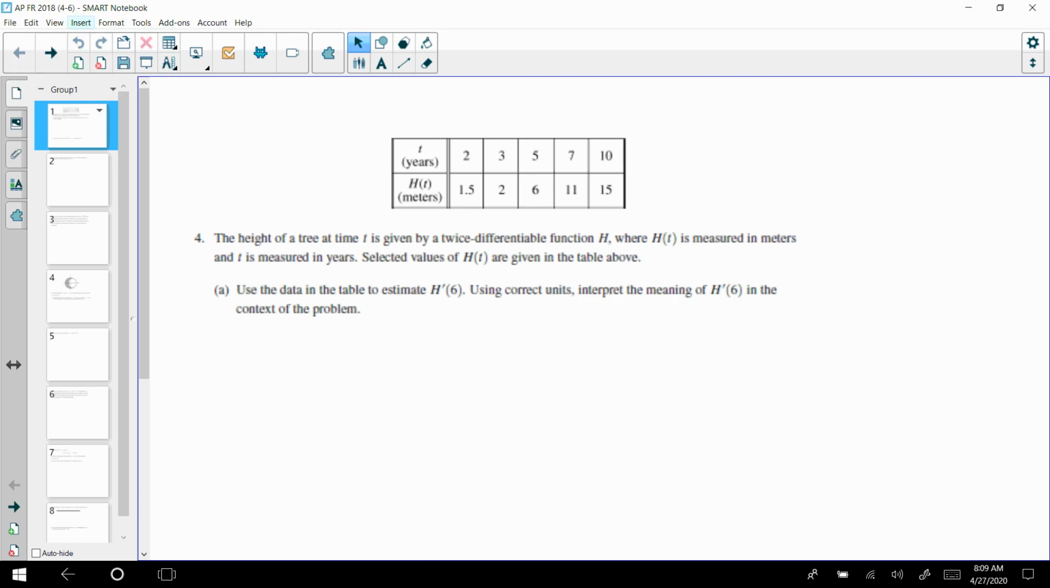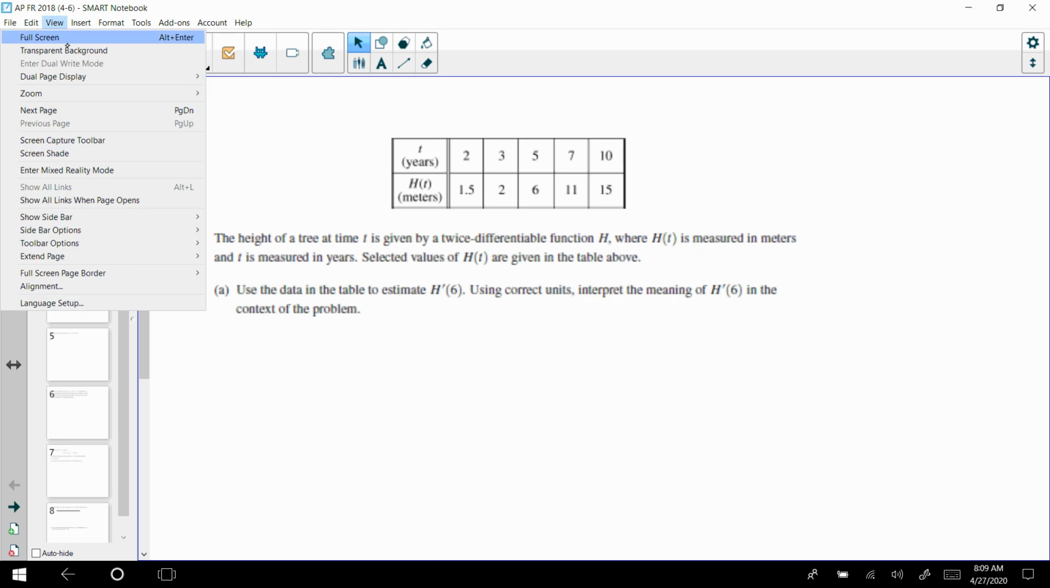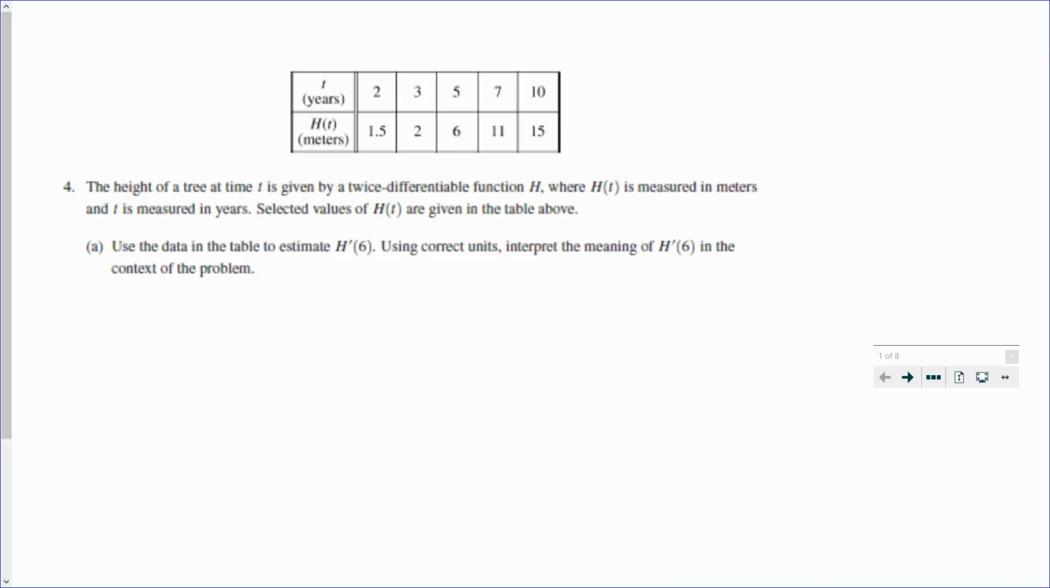Welcome back. Today we're going to continue on with the 2018 free response question. We're going to start off with number 4. Now, number 4, they give us a table. Anytime they give me a table, I'm always thinking Riemann sums.